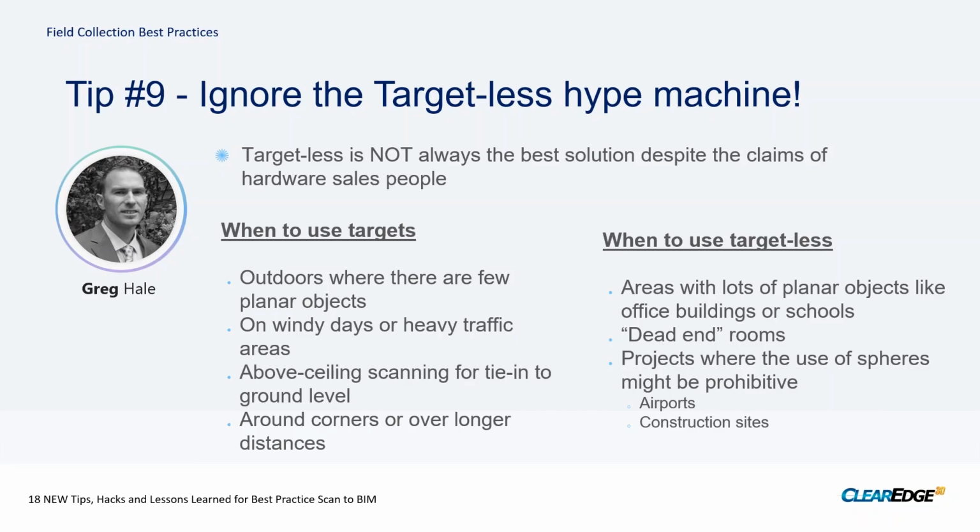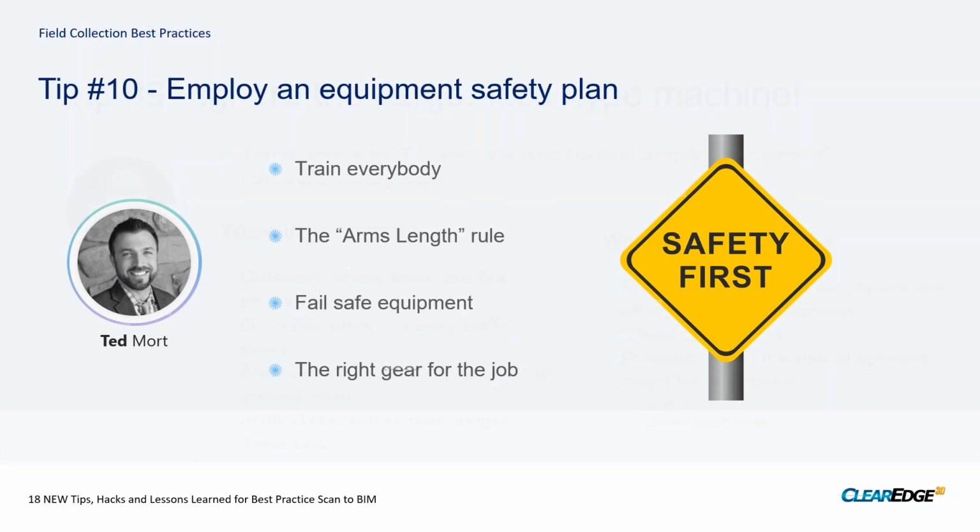And then there's some other areas where spheres are just prohibitive. We've done a couple of airport scans, and people feel really weird about these little white balls laying around all over the place and start talking to security guards. So in those cases, cloud to cloud works fantastic. In some cases, construction sites, some construction workers are worse than kids, and they pick up the balls and they kick them around. So we see all sorts of situations, and targetless can be fantastic in those situations.